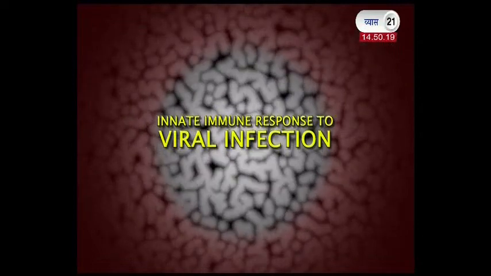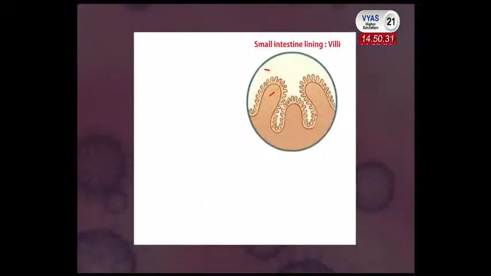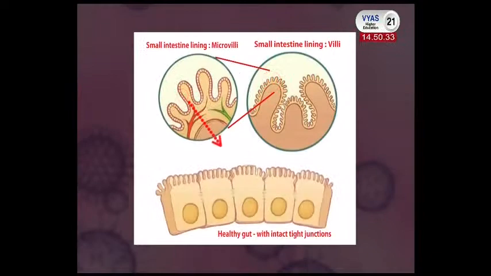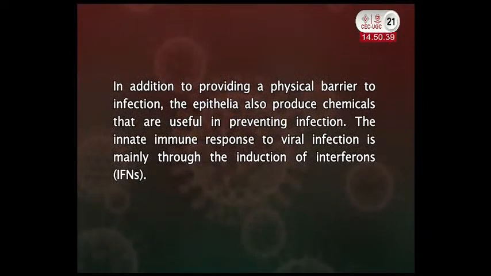Innate immune response to viral infection. The first barrier to any infection in the host system is the epithelial surface of the skin and the lining of the gut. They provide a difficult barrier that could not easily be penetrated by the pathogens. In addition to providing a physical barrier to infection, the epithelia also produce chemicals that are useful in preventing infection.